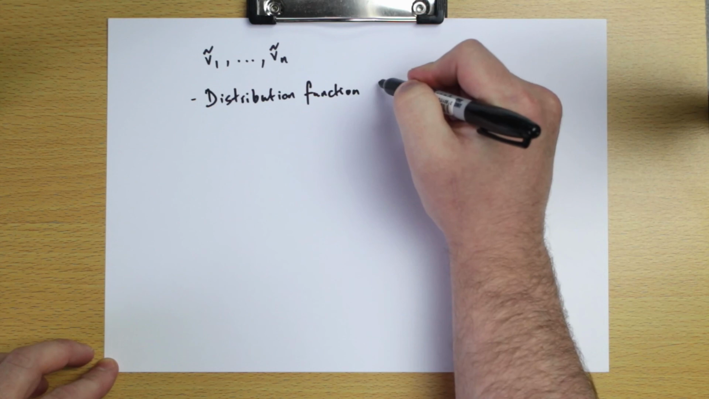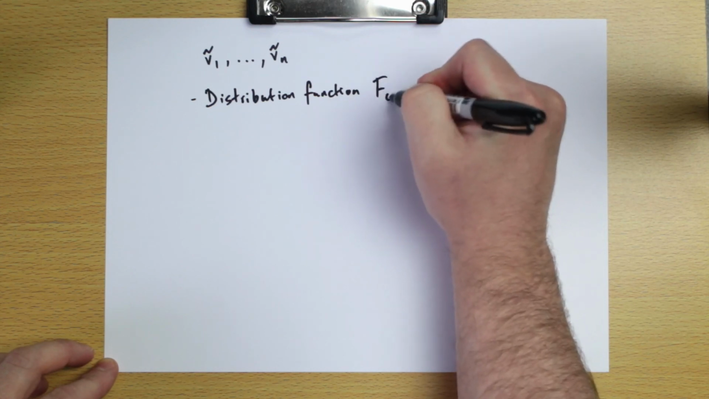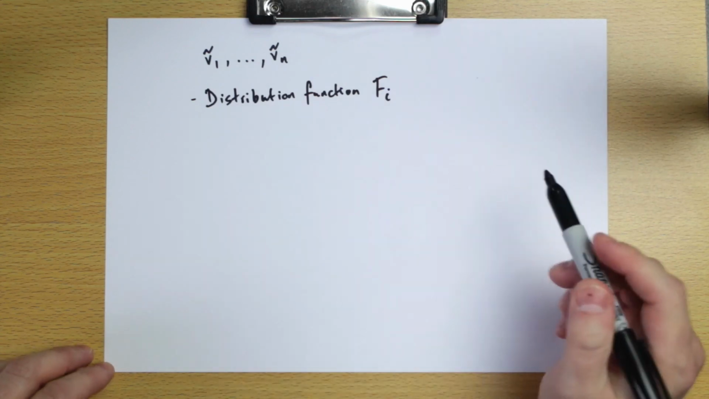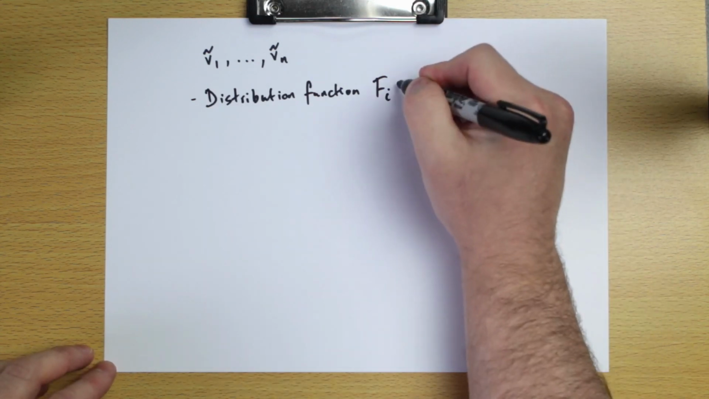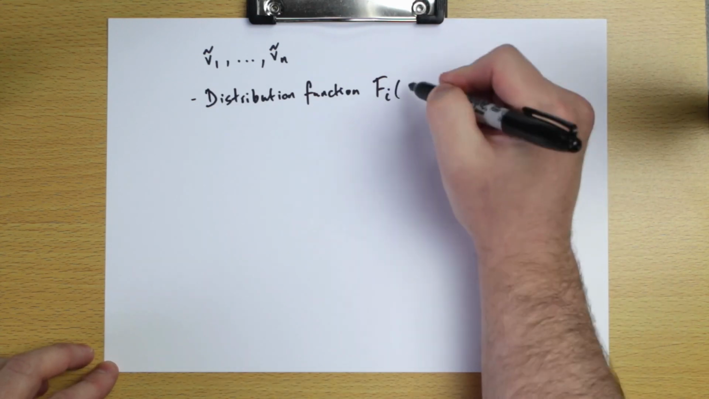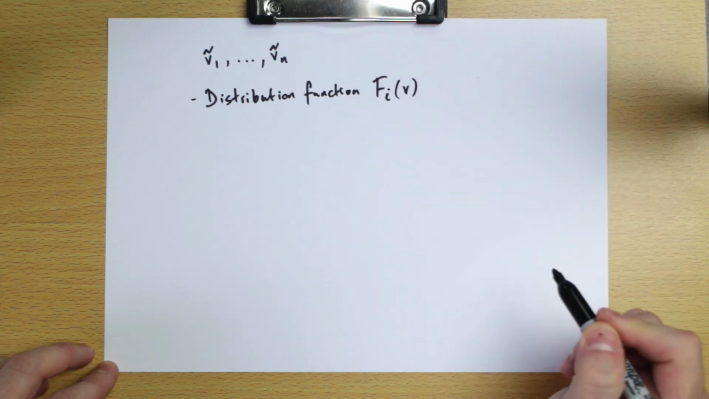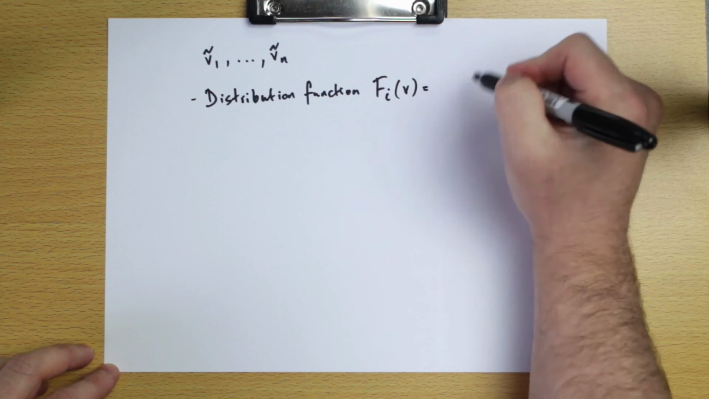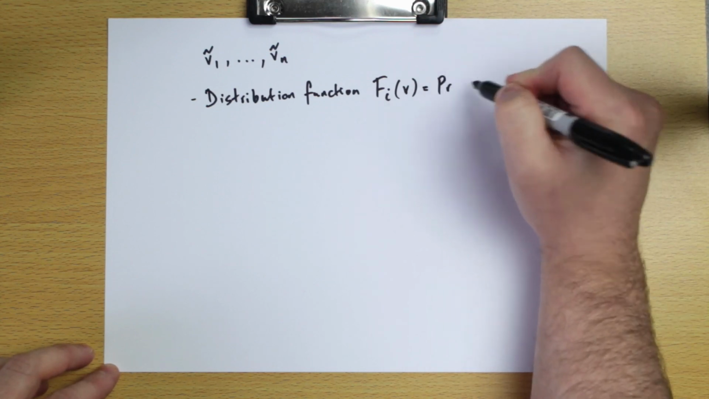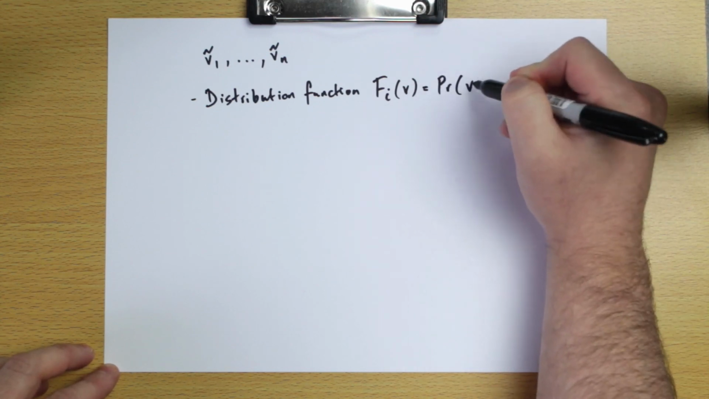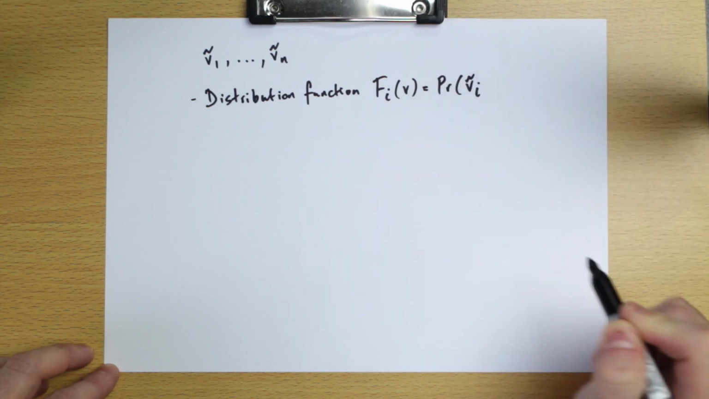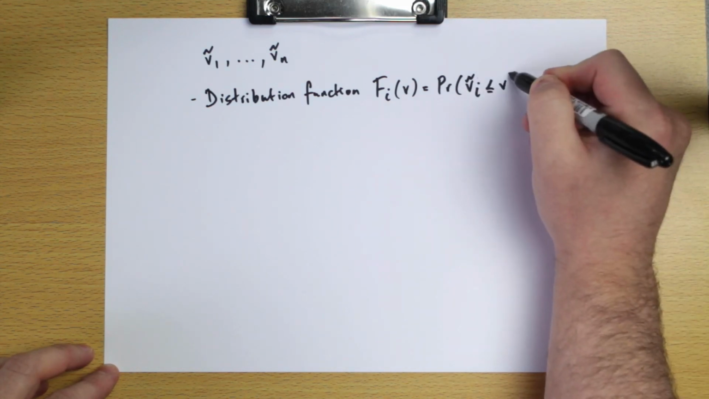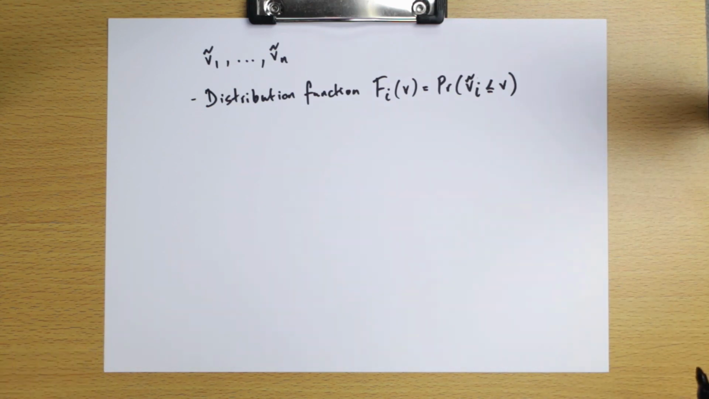So we typically denote this, let's say F_i. I'll pick i as one of these random variables and ask, what does the distribution tell us? Well, if I pick a value v, which is just a number, then the distribution function tells me the probability that our random variable ṽ_i is less than or equal to this value v. Okay, so we've seen that before.